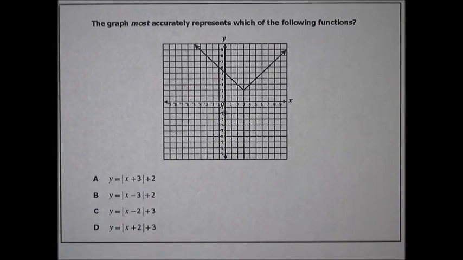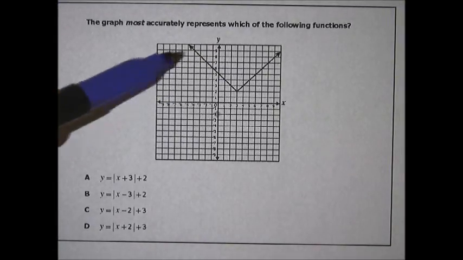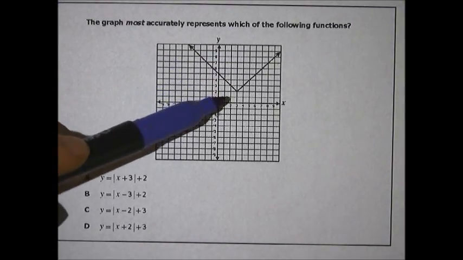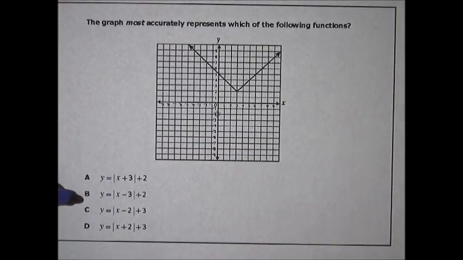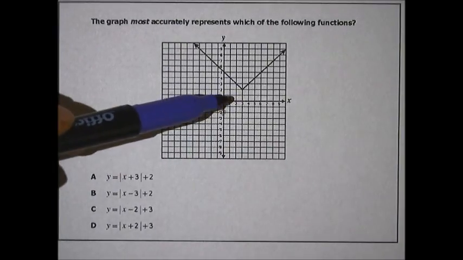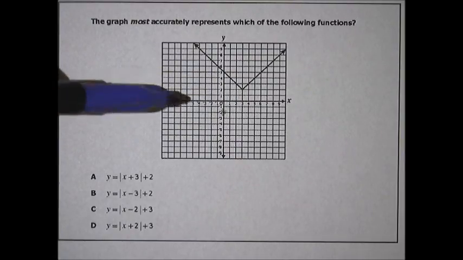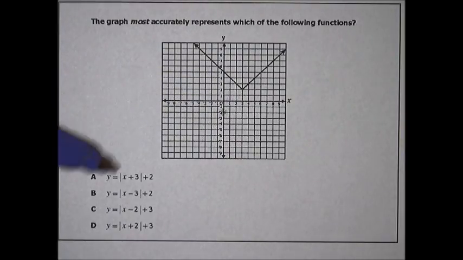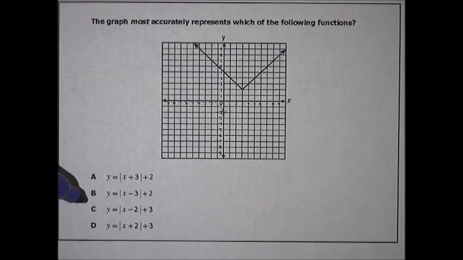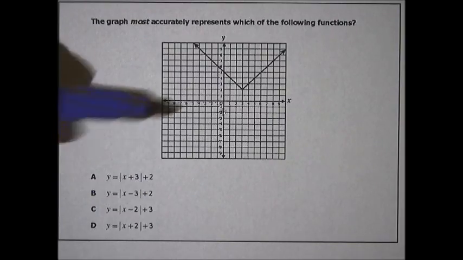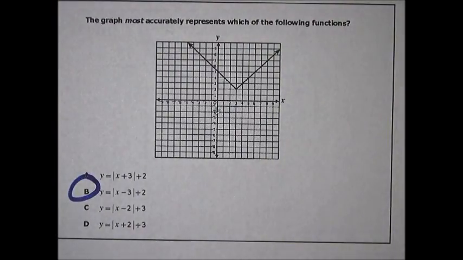Which graph most accurately represents the following function? In other words, they're giving us this graph of the absolute value. They want to know which equation represents it. This absolute value is 3 to the right, and it is 2 units up. So to do a left and right shift is your opposite. So I want to say x minus 3 in the brackets. For 2 up, I want exactly plus 2. Choice B.